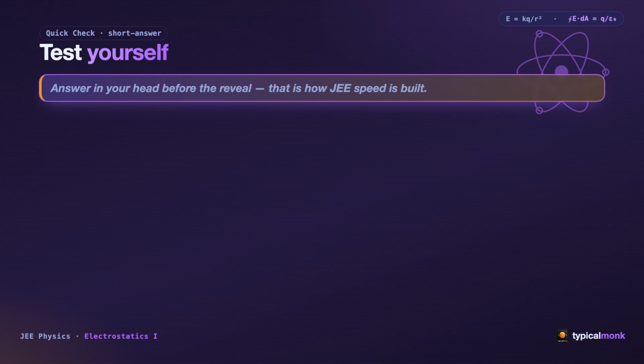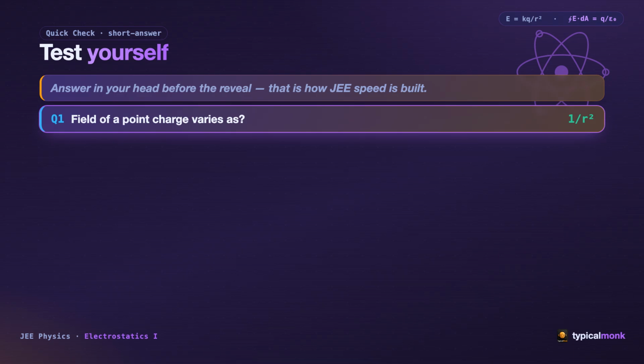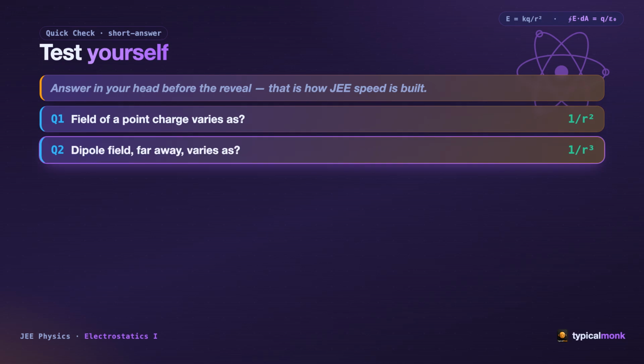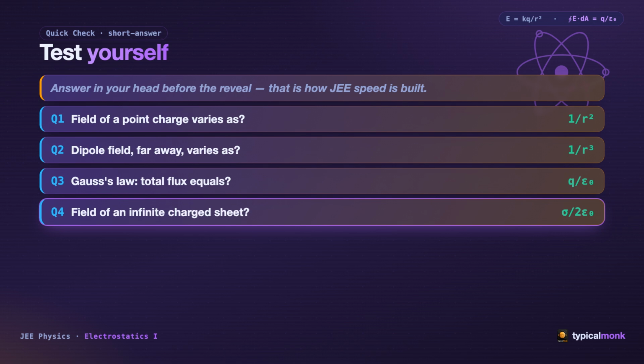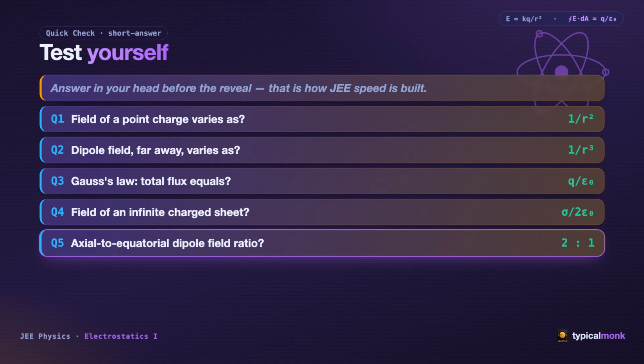Now, test yourself. Answer in your head before the reveal. That is how JEE speed is built. Here we go. Question 1. The field of a point charge varies as 1 over r squared. Question 2. A dipole's field far away varies as 1 over r cubed. Question 3. Gauss's law: the total flux equals the enclosed charge over epsilon naught. Question 4. The field of an infinite charged sheet, sigma over 2 epsilon naught. And question 5. The ratio of the axial to the equatorial dipole field, 2:1.